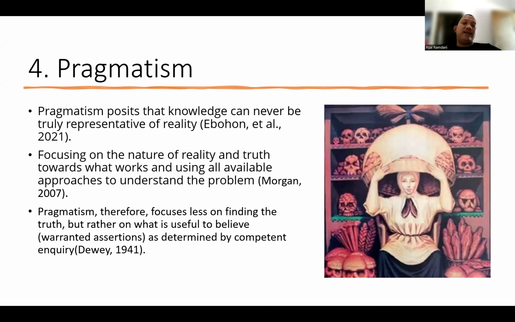In pragmatism, knowledge can never be truly representative of the reality. And instead of trying to understand whether the reality is single or not single or constructed, pragmatism more likely tries to understand the reality and how we can solve the problems in the reality. For example, if you are researching the issue of poverty, you also need to think about how you will solve the problem of poverty.